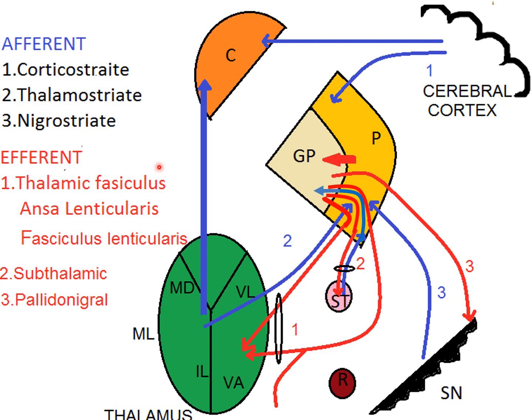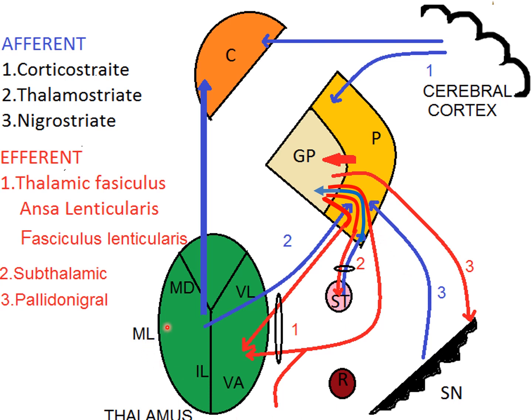Coming to the connections, you have afferent connections as well as efferent connections. The afferent connections to the corpus striatum are from the cortex, from the thalamus, and from the substantia nigra. From the cortex, the afferent connection is called the corticostriate fibers, and from the thalamus, especially the mediodorsal nucleus and the midline nucleus of the thalamus, you have afferents coming to the corpus striatum, and from the substantia nigra you have afferents also coming to the putamen.